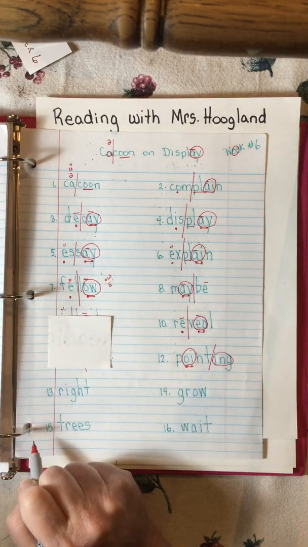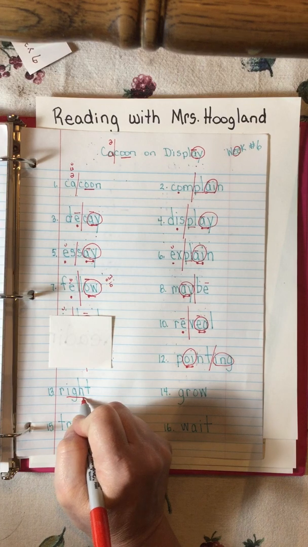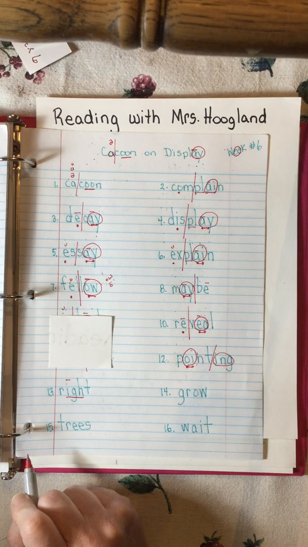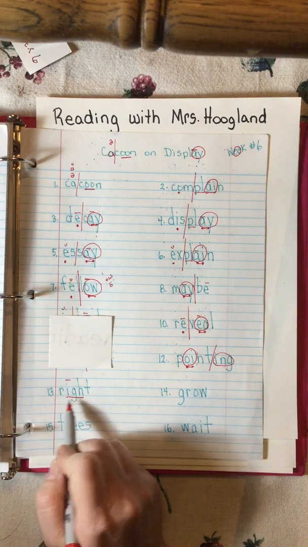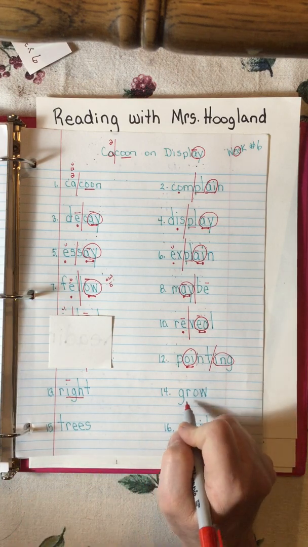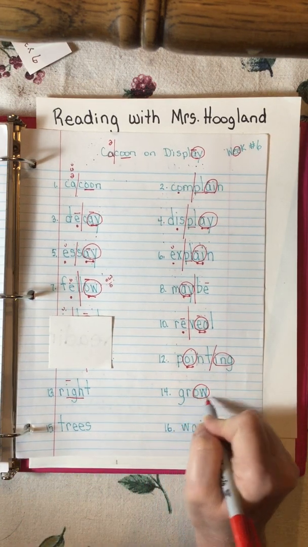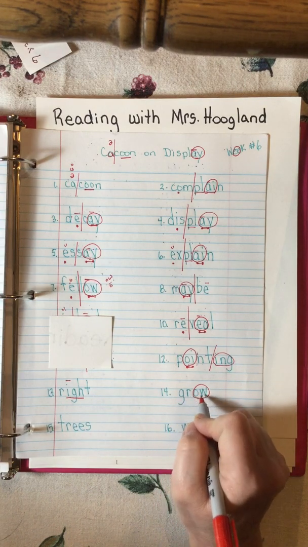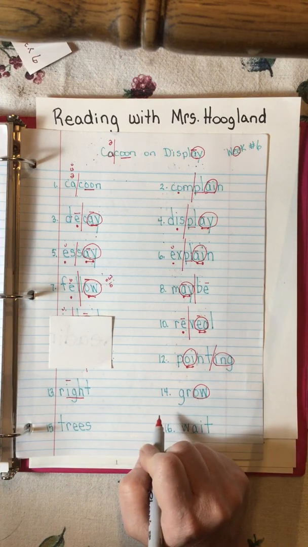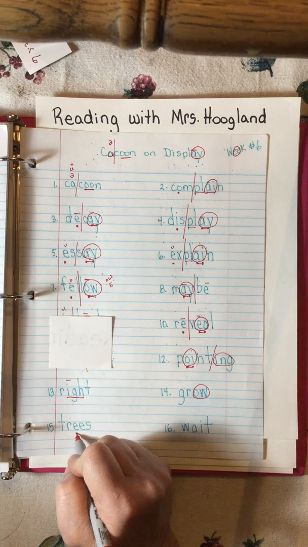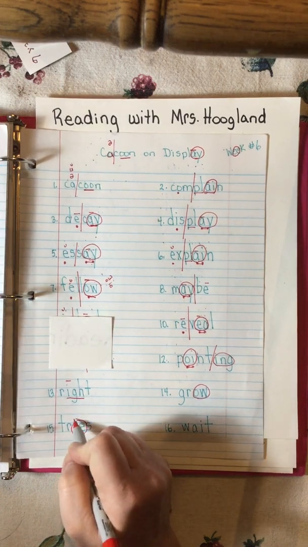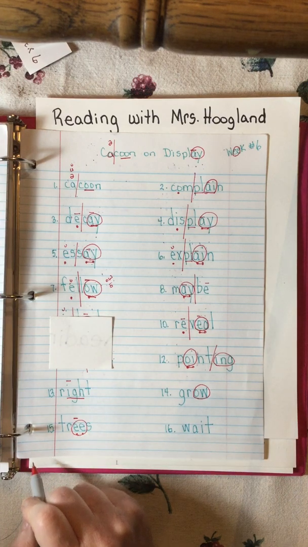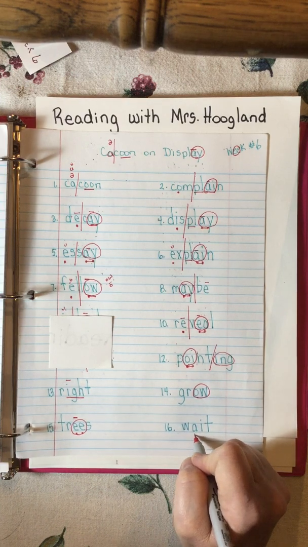Okay. The next word, I see IGH, and I know that IGH is a chunk that says long I. So now I have to sound it out, right. Then this one right here, I see OW. Remember, it's either going to say ow or o. So grow or grow. Grow, you got it. Next word, I got double E. Double E says E, you got it. Trees.